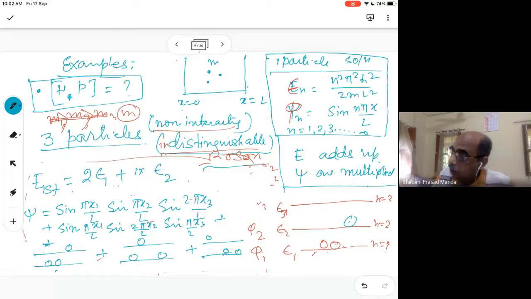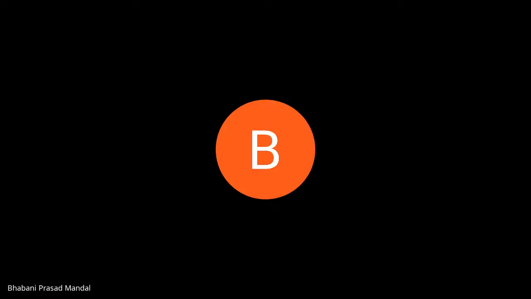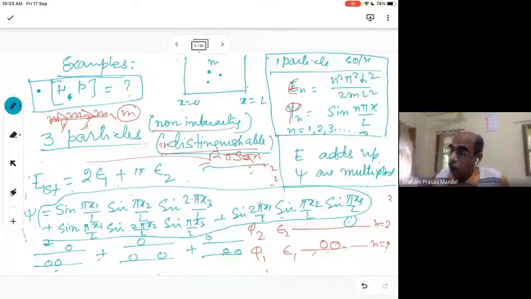And then the third configuration will be, first is up, so sine(2 pi x1/L), and second and third in sine(pi x2/L) sine(pi x3/L). The third has gone up, now the second has gone up, now the first has gone up. Everybody is identical, so who will go up? All three possibilities of going up I have considered, and I wrote the corresponding mathematical expression, and I get the symmetric wave function.